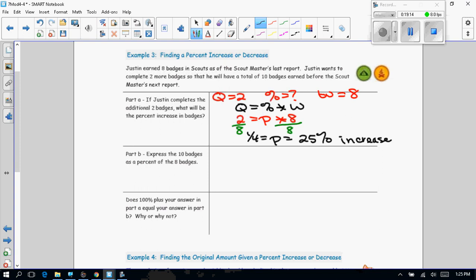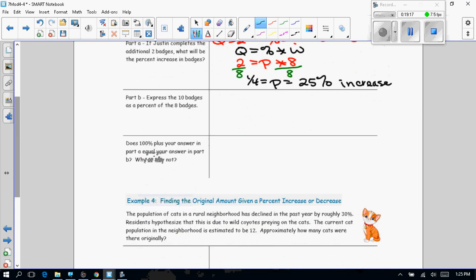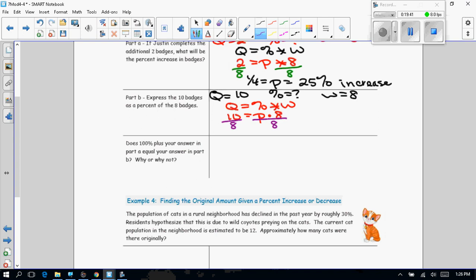All right. Express the 10 badges as a percent of the 8. So in other words, quantity in this case is now 10. Our percent is still unknown, and the whole is still 8. So quantity is equal to percent times whole. In other words, 10 is equal to P times 8. Divide everything by 8. So 10 divided by 8 is 1.25. So P equals 1.25.